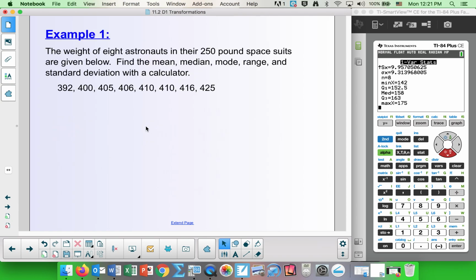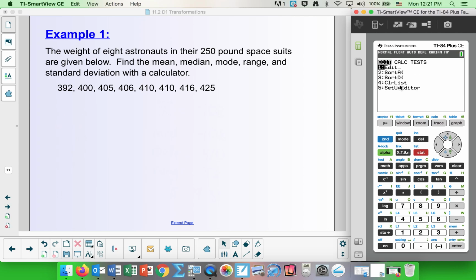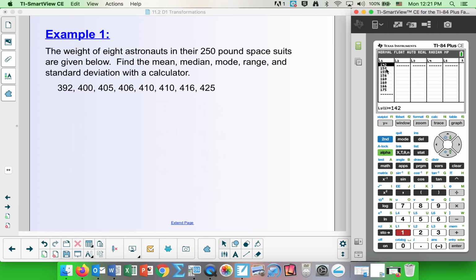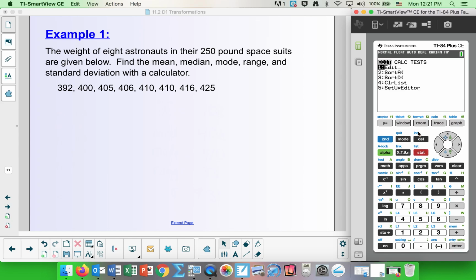Okay. All right, now, what happens to the 8 astronauts once they put on a 250-pound spacesuit? Well, I'm no longer going to use the average of 158 because now I have much more weight that I need to worry about. Okay, so, and I go back, I have to re-enter my data here. So I go stat, edit, number 1. All right, and I can just type right over the top is another way to do this. 416 and 425.